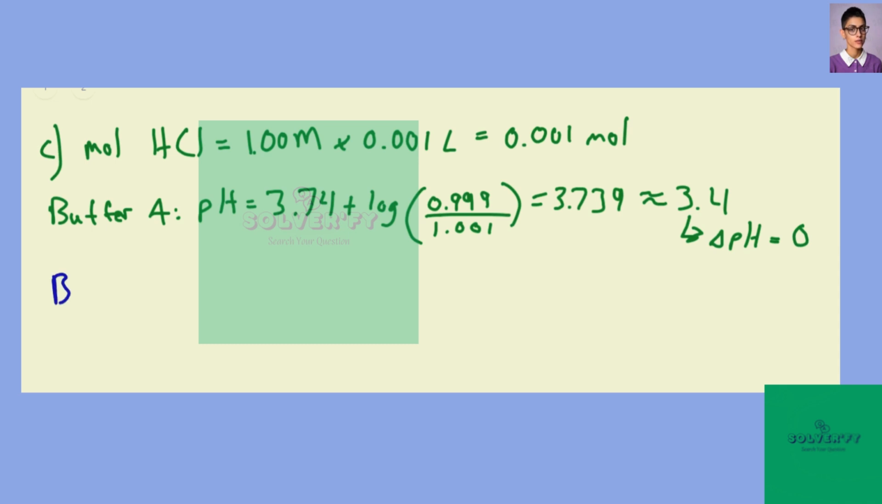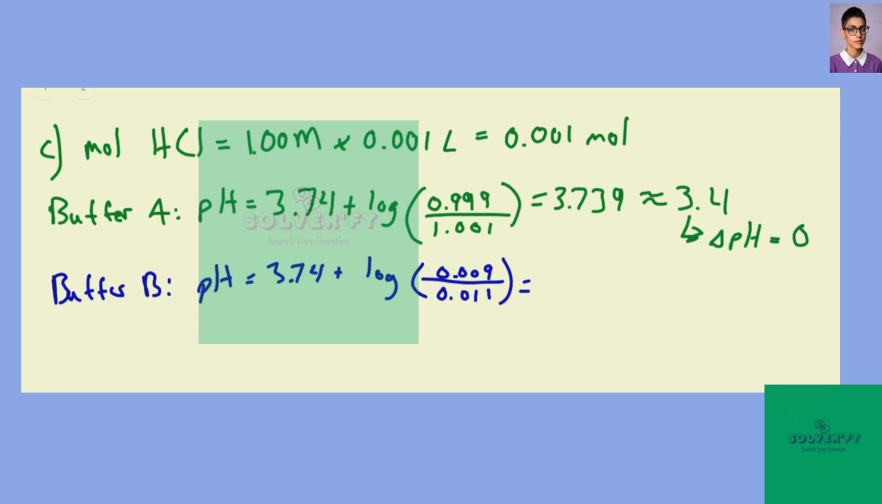For buffer B, we have more of a change since there's less of the species present. So this time we subtract 0.001 from 0.010, and we get 0.009, and on the bottom we have 0.011. And when we do this calculation, we get a value of 3.65, which gives a change in pH equal to 0.09. So a slight change, but greater than for buffer A.